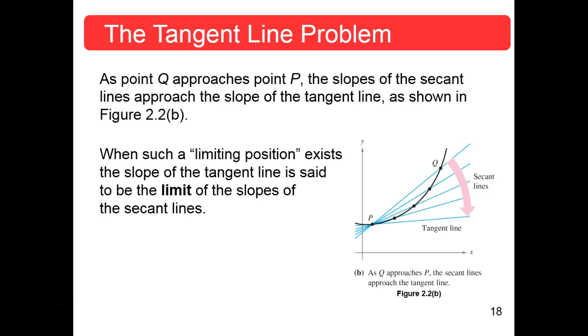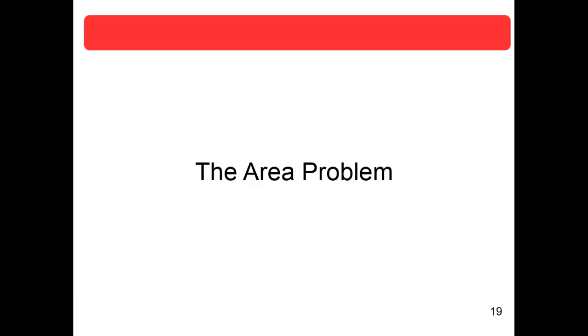You get closer and closer to some value to see if you can determine what it is when your delta x is 0. The limit of the slopes of the secant lines. That's the slope of the tangent line. Now, we're not telling you how to do it.